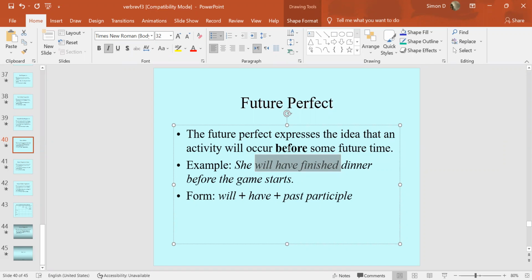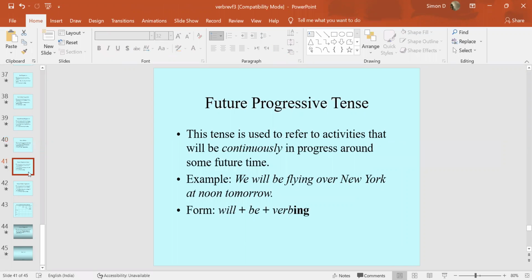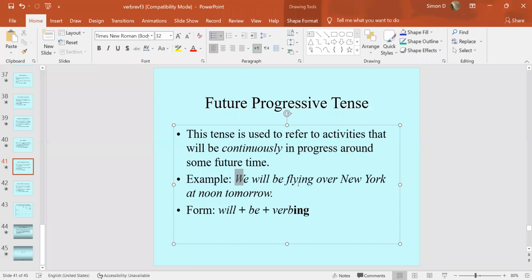Okay, got it right. So let us go to the next one. Future progressive tense. This tense is used to refer to activities that will be continuously in progress around some time in the future. In the future, they will be continuously going on. We will be flying over New York at noon tomorrow. It's not a particular point of time, but it will be continuously going on around noon. We will be flying over New York. So this is the construction here.